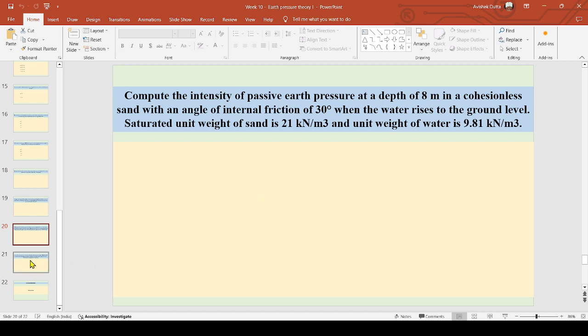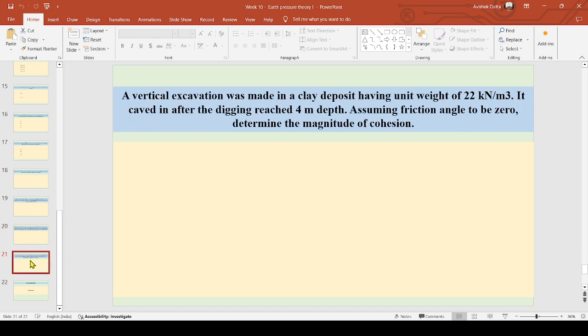Next question, the last question. A vertical excavation was made in a clay deposit having unit weight of 22 kilonewton per meter cube. It caved in after the digging reached 4 meter depth. Caved in means it broke down. It failed. The excavation could not support itself. Okay, that's the meaning of caved in. After digging reached 4 meter depth.